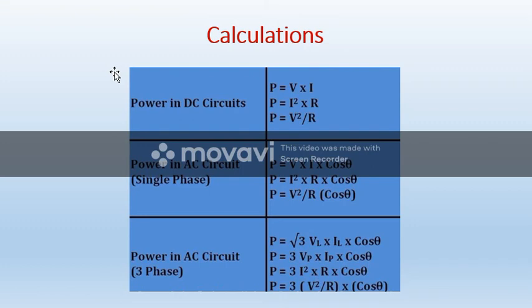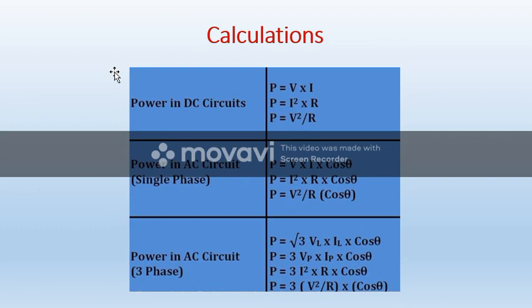Calculations, power in DC circuits. P equals V into I. P equals I squared R. P equals V squared divided by R. Power in AC circuit, single phase. P equals VI cos theta. P equals I squared R into cos theta. P equals V squared by R into cos theta.